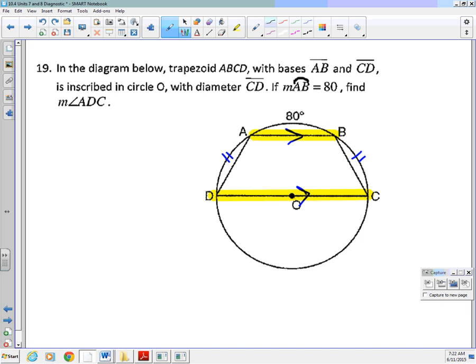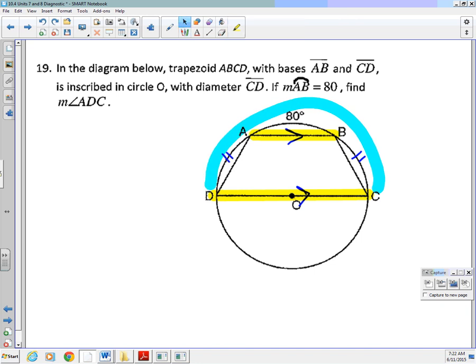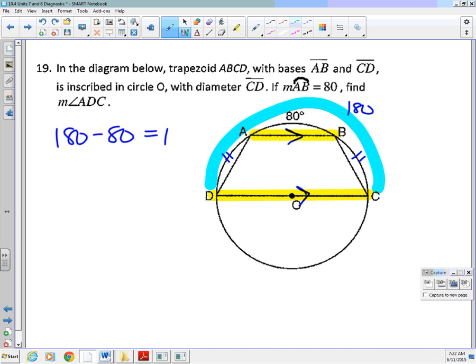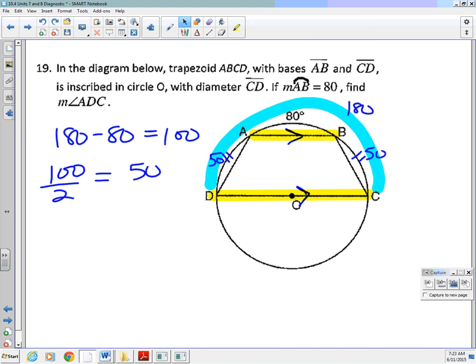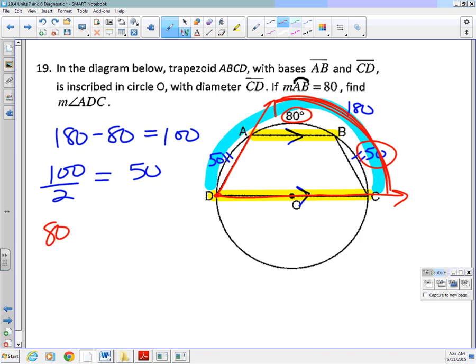The other thing is that DC is a diameter. So that means from C back to D is 180 degrees. So if I can do 180 minus 80, I get 100. 100 divided by 2 is 50. So now each of these arcs are 50 degrees. And now I'd like to find angle ADC. ADC is an inscribed angle, meaning that its vertex is on the circle, and that is half the arc that it intercepts. So I have 80 plus 50 is 130, and I divide that by 2 to get 65, which is the measure of angle ADC.